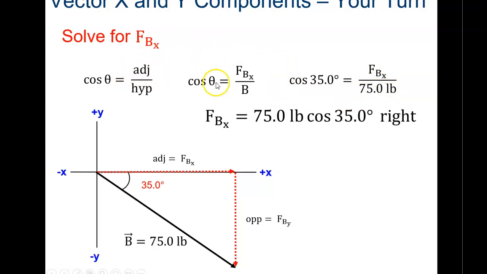These are three separate things. We're just populating the formula. This is your formula. This is you filling in the names for your formula. This is you putting in the values that you have available to you. So if you say 75 times the cosine of theta, you could put that right here, and it's equal to FBX.